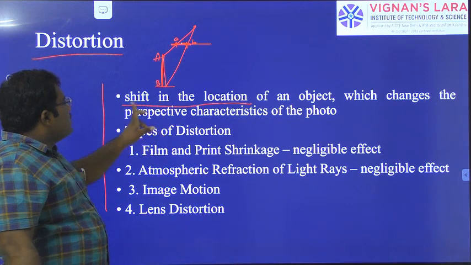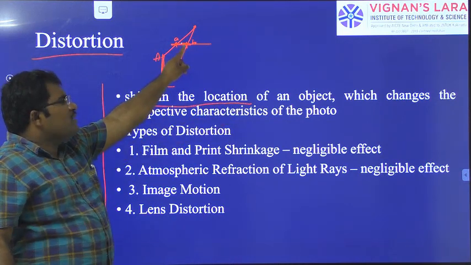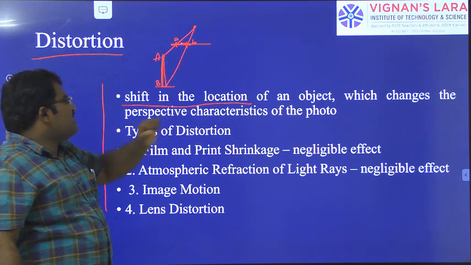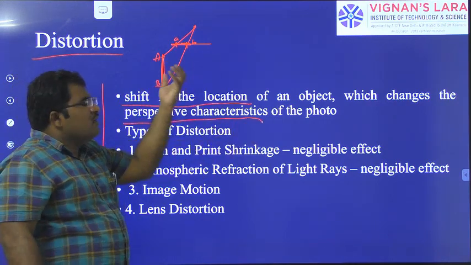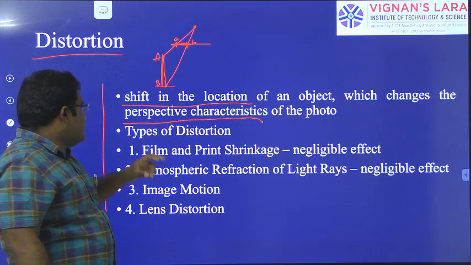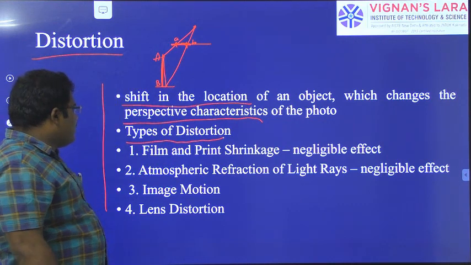That's the shifting in the location of the object. The location is the same, but we observe some shift, which changes the perspective characteristics of the photo. Due to this, the perspective characteristic is going to change. So what are the different types of distortions, and why do they happen?